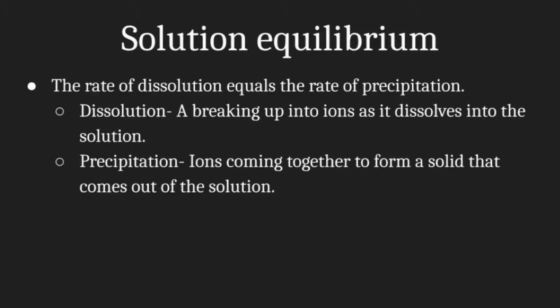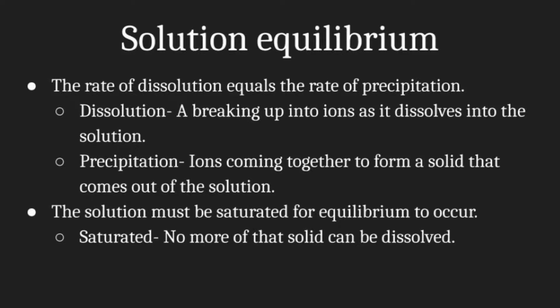So, dissolution is when a solid breaks up into ions and dissolves into the solution. Precipitation is when ions come together and form a solid that comes out of the solution and sits on the bottom. So, when salt dissolves in water, that's the dissolution. And if we add too much salt and we get solid at the bottom, that's precipitation. Now, for solution equilibrium to occur, the solution must be saturated. That means that no more of that solid could be dissolved.